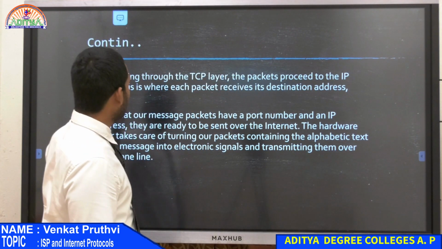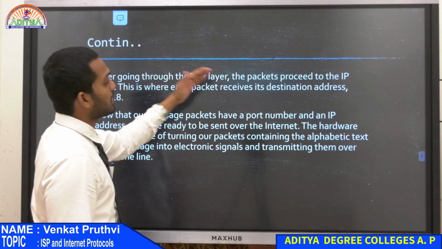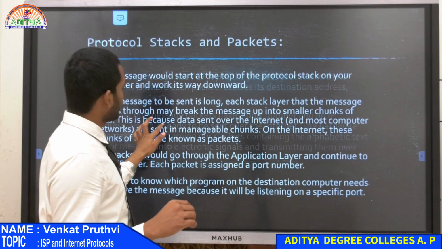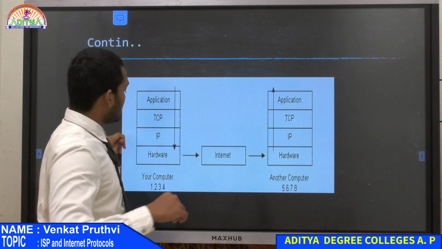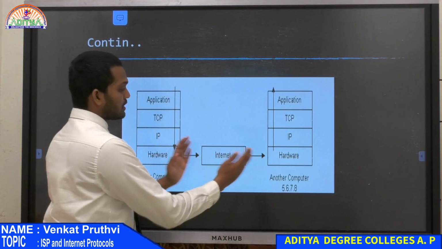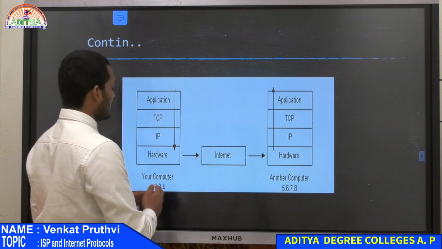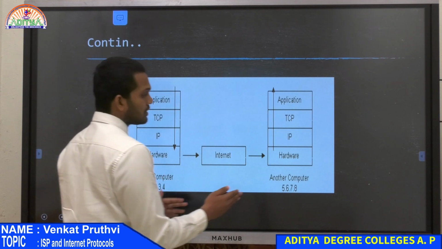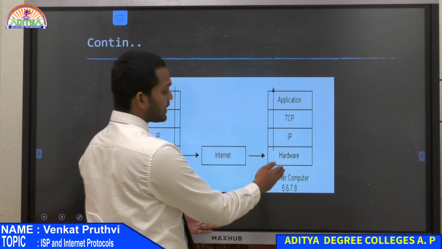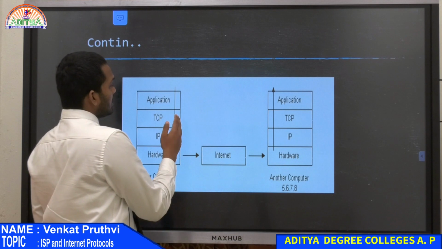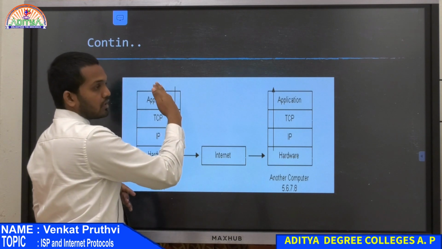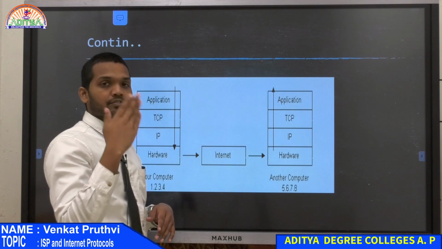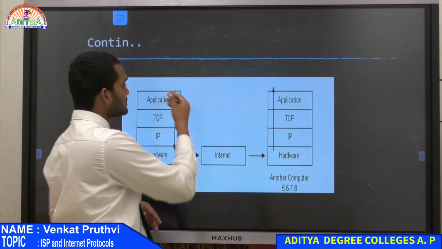What do you mean by the IP layer? The internet protocol layer. This is where each packet receives the destination address. So in our example, this is our computer 1234 and the other computer is 5678. The IP address of the first computer is 1.2.3.4, and the next computer's IP address is 5.6.7.8. Now, if I am sending a 1 MB file from here, that 1 MB file is divided into 10 chunks of data, or 10 packets. Each packet is 10 KB.